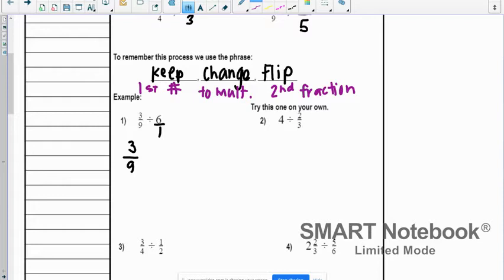We change the division to multiplication. Remember, do not use an X. We use a star or a dot or parentheses to show multiplication. And then we flip 6 over 1 to its reciprocal. So 6 is our numerator, so it becomes our denominator. 1 is our denominator, so it becomes our numerator. At that point, we just multiply across. So 3 times 1 is 3. 9 times 6 is 54.